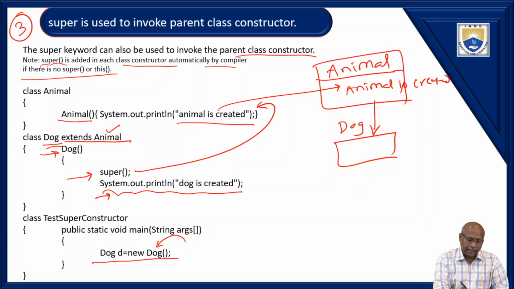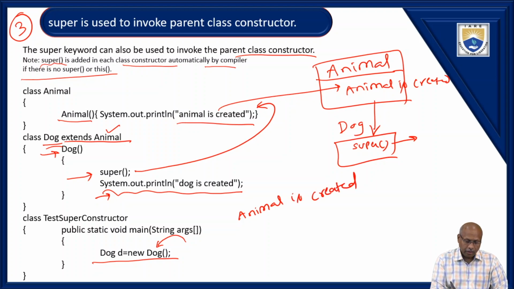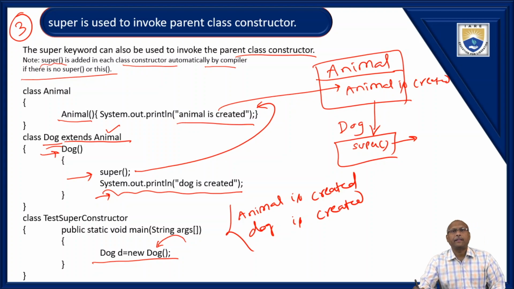Whenever you want to call the parent's constructor, you write super with parentheses. That means this is calling the parent's constructor. So if I execute this program, what is the output? The output is animal is created. Then the next line is dog is created. Both statements are printed.